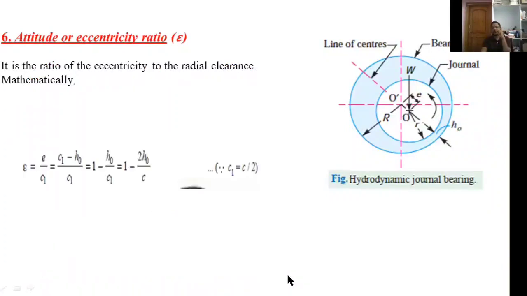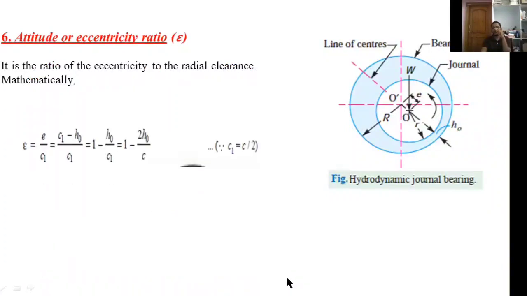And another definition is attitude or eccentricity ratio, epsilon. It is denoted by the symbol epsilon. It is the ratio of the eccentricity to the radial clearance.